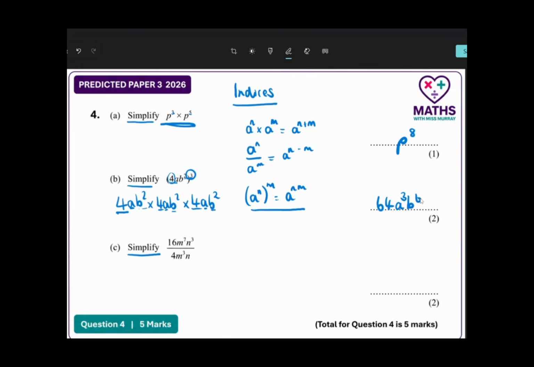So there's 2 marks there. If you've got at least 2 parts correct, you get 1 mark. So if you'd missed the 64 and you had this bit, you'd get 1. Or if you'd missed the a but you had the 64 and the b to the power 6, you'd get 1. But you get 2 marks for having it fully correct, and it's really common that people lose marks on questions like that.